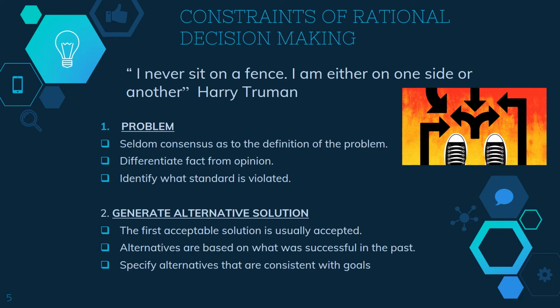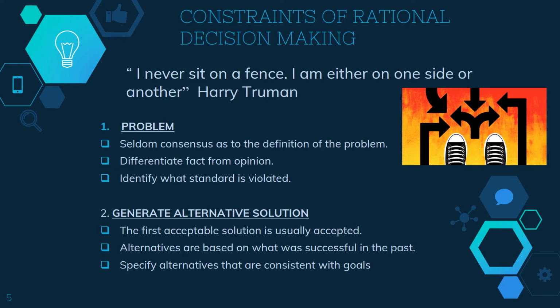Number 1. In terms of the problem, seldom is consensus used to define the problem. Differentiate facts from opinion. A fact is a statement that can be proven true or false. An opinion is an expression of a person's feeling that cannot be proven. Identify what standard is violated. This ethical decision-making model provides simple guidelines to assist decisions.